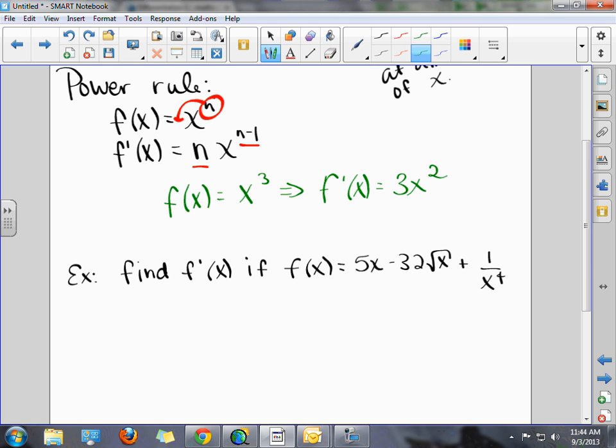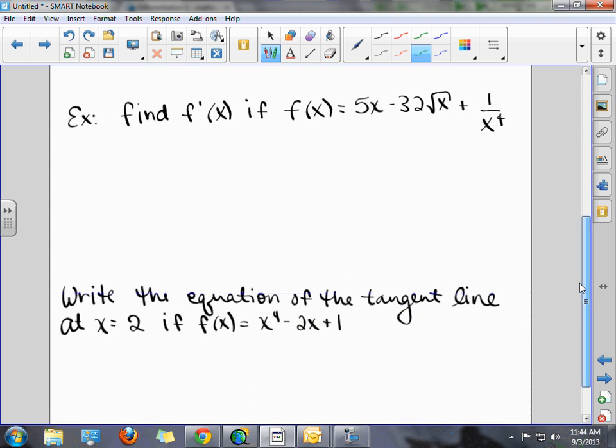So let's try one that's a little trickier. You have to remember that roots are also powers, and you want to rewrite those in terms of their fractional exponents. And single rational expressions like this one right here are also just exponents, and you want to rewrite those using negative exponents. So you always want to rewrite so that it has the form x raised to the n power. So I'm going to take this right here, and I'm going to rewrite it.